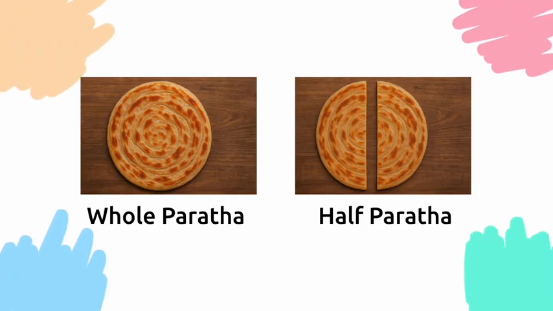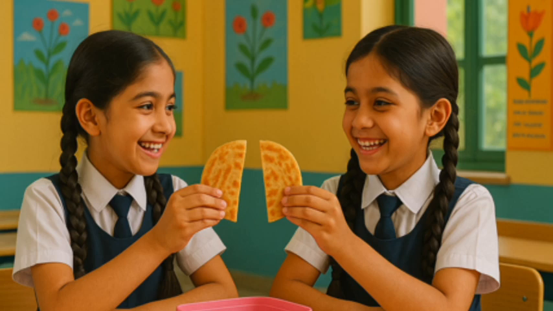This is one whole paratha. If we cut it into two equal parts, each part is called a half. One whole is equal to two halves. So if Shaban eats one half and Mukta eats the other, it's a fair share.